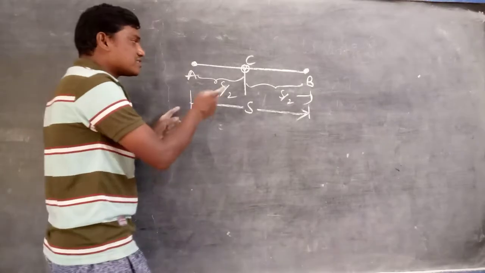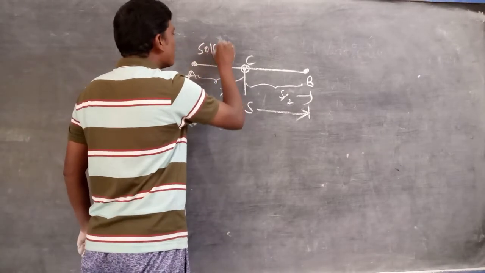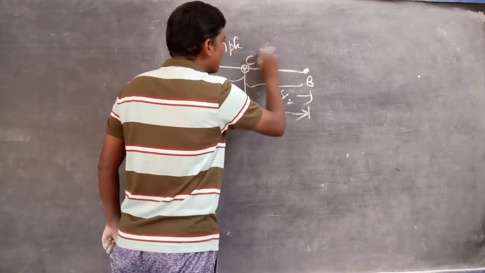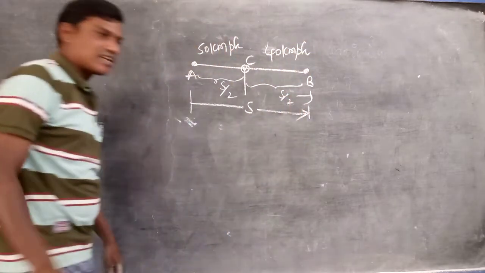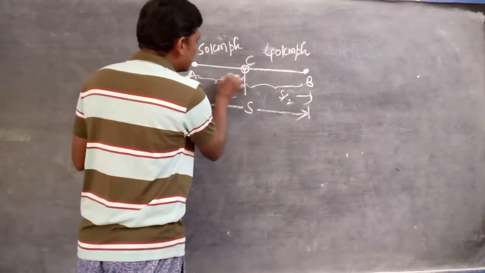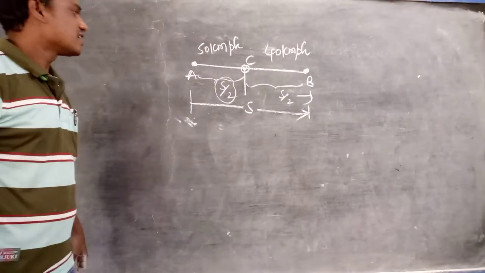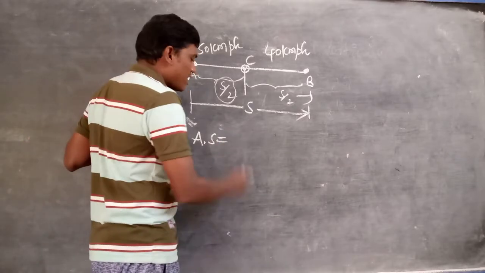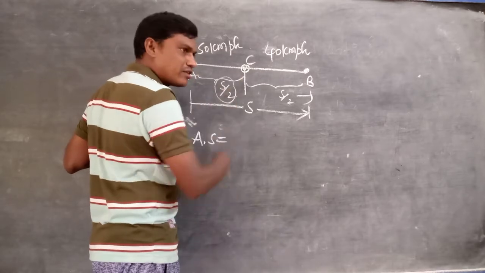In its journey, the first half of the distance it moved with 50 kilometers per hour, and the remaining second half of the distance it moved with 40 kilometers per hour. In this case you are not applying the previous formula u plus v by 2, because they clearly mention half of the distance. So average speed is equal to S1 plus S2 by T1 plus T2. But the T1 and T2 values are not given.